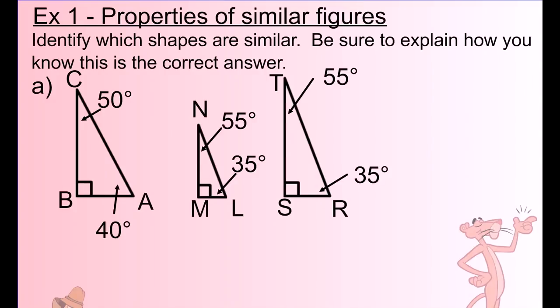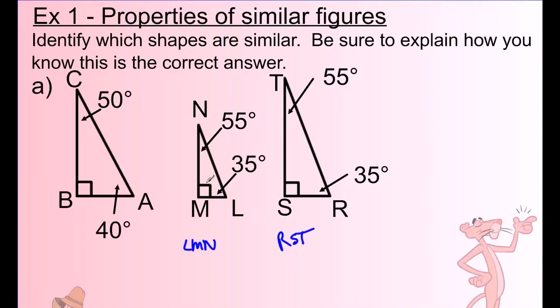So let's see here. I have 3 triangles, and the directions ask us to identify which shapes are similar. And it says be sure to explain how you know this is the correct answer. So just by glancing at these, I bet pretty much everybody can figure out which 2 are similar just from the information shown. Hopefully, you said triangles LMN and RST are similar.